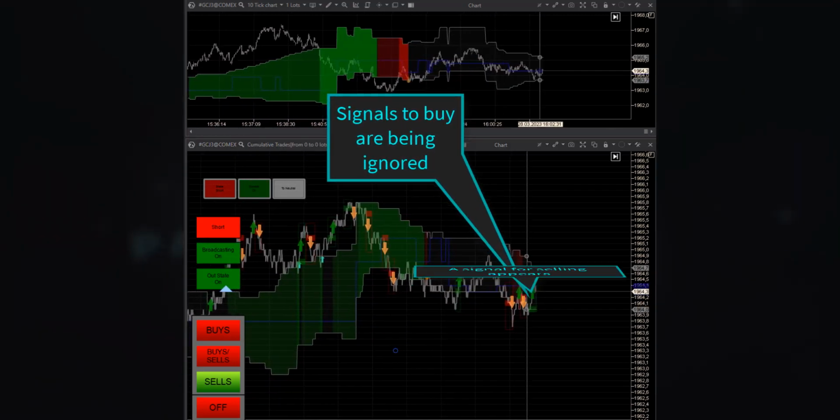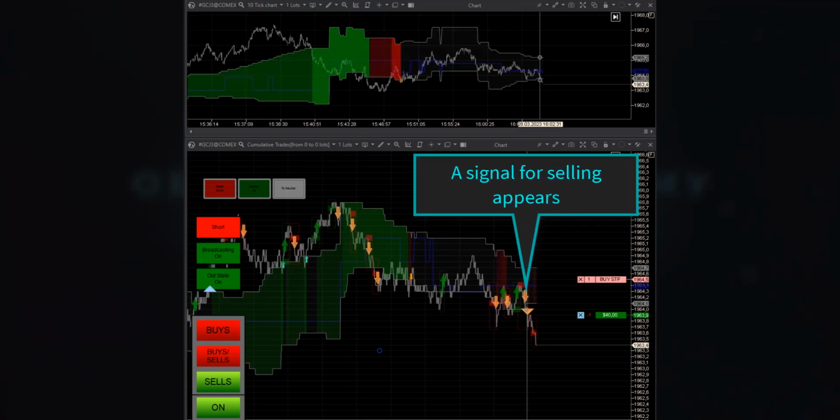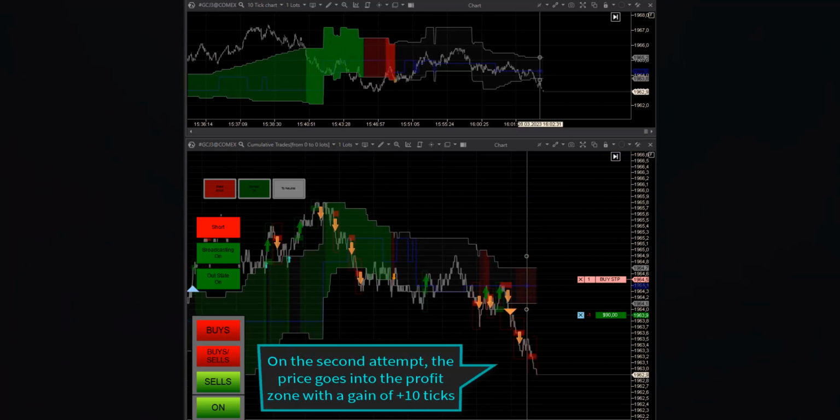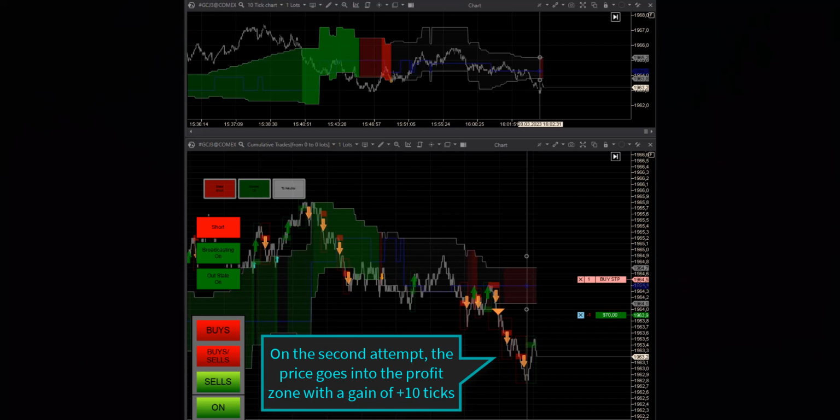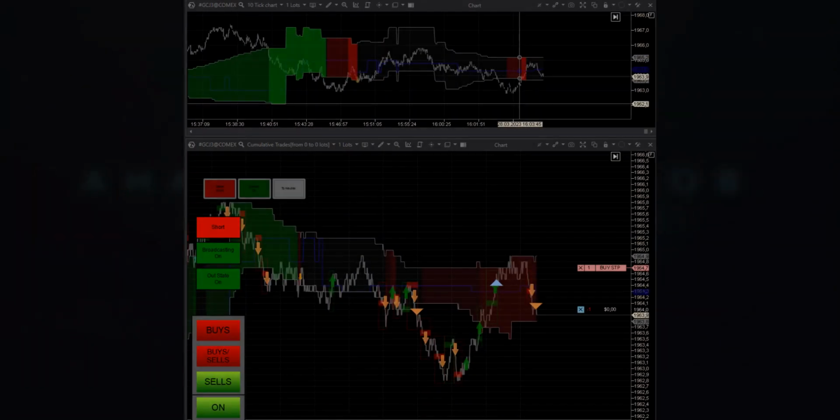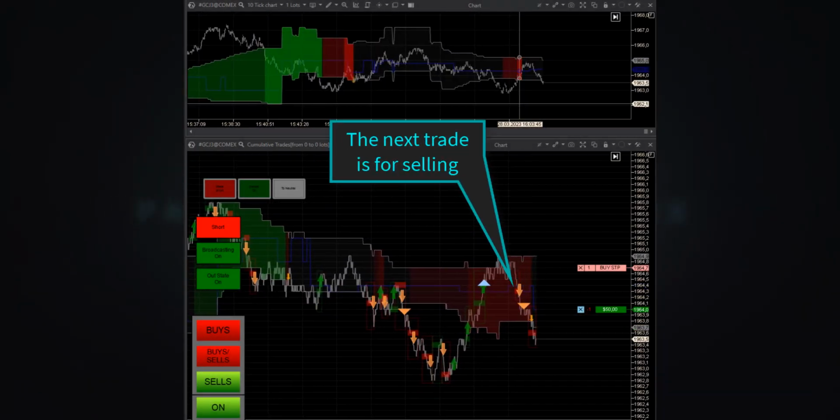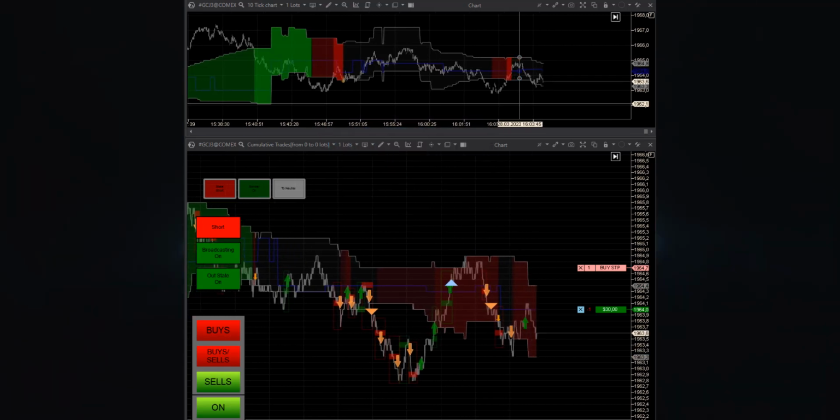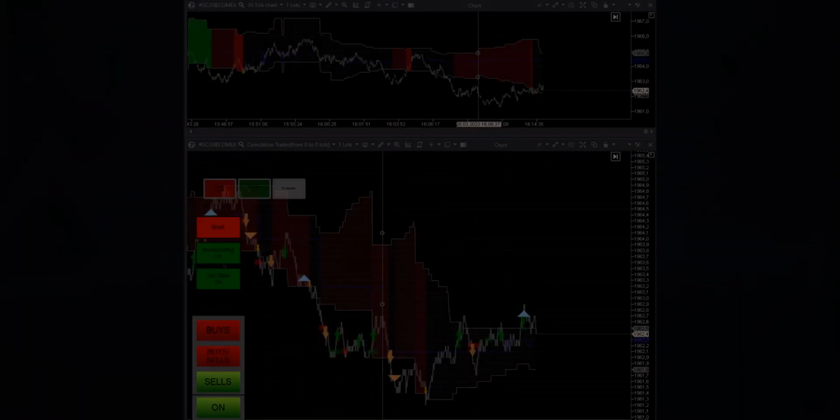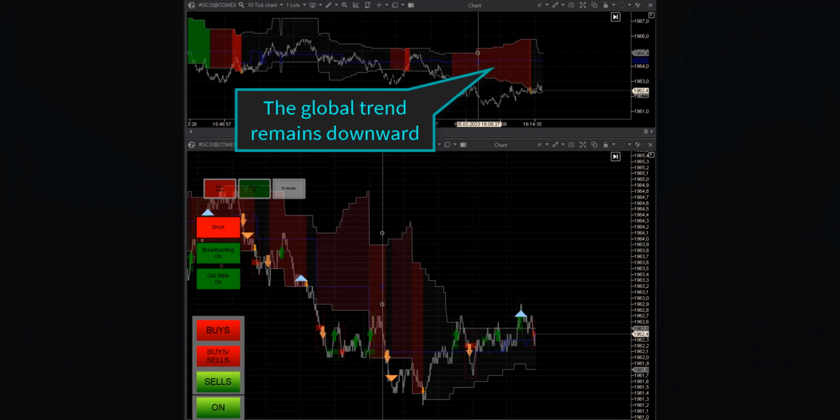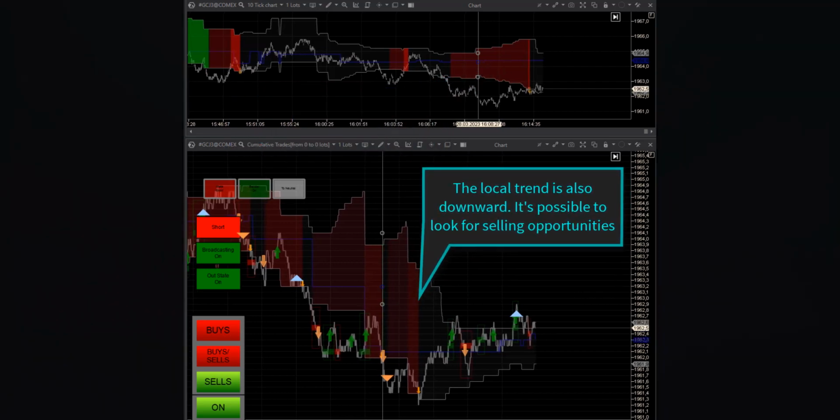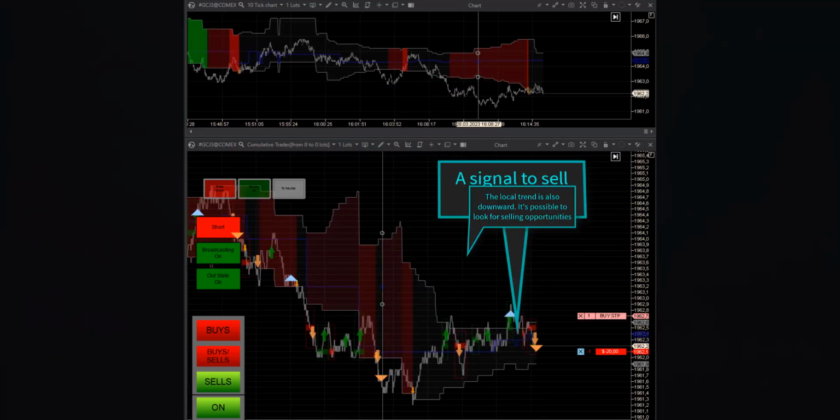Buy signals are ignored, a sell signal appears. From the second time the price goes into the profit zone, plus 10 ticks. The next sale transaction is closed short-term when plus 5 ticks are reached. The global trend remains downward, the local trend is also downward. You can look for sales.